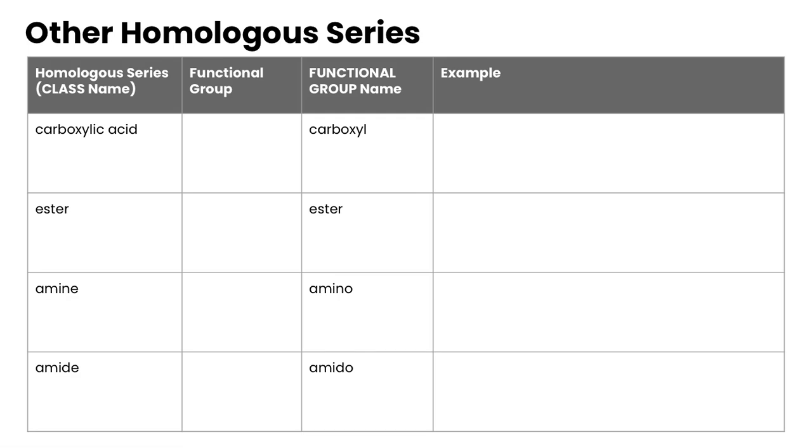In this video, we're going to take a look at the homologous series or classes of organic compounds of carboxylic acids, esters, amines, and amides. Let's start off with carboxylic acids.